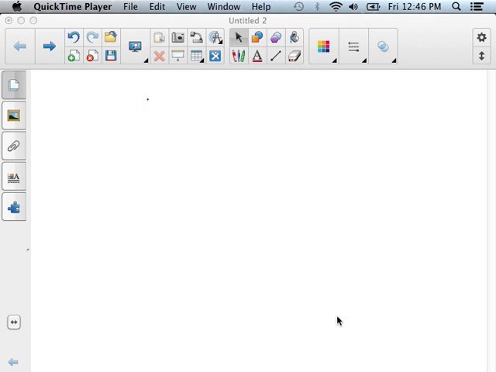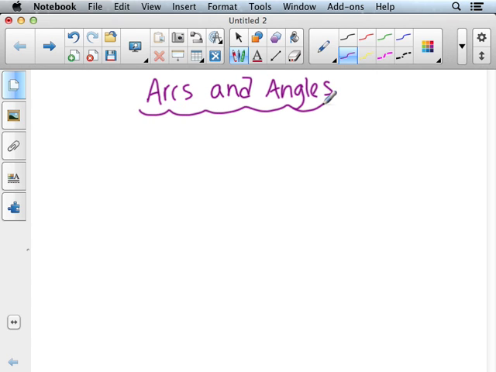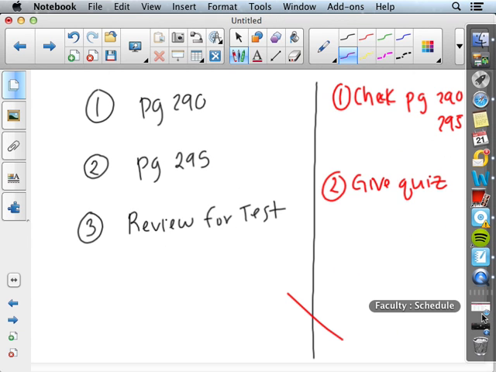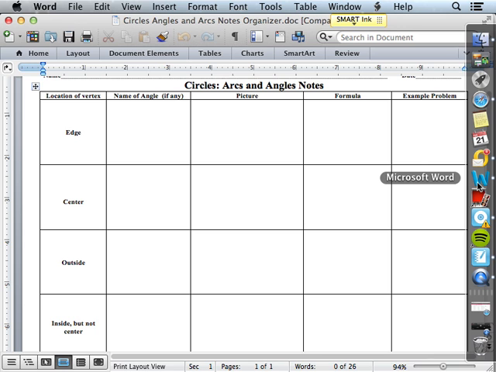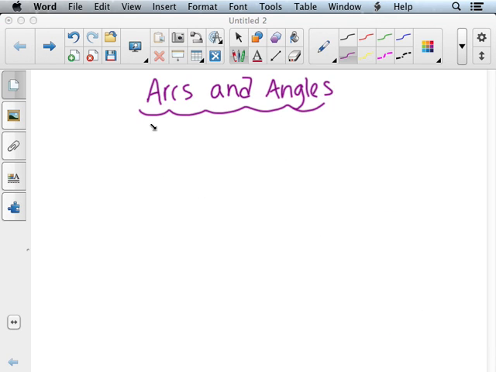Okay, ladies and gentlemen, today's notes are, we're talking about circles. So today we're discussing arcs and angles. Now, everyone should have received the arcs and angles notes. It's a graphic organizer. It looks like this. So have that out. Before we start filling this in, we're going to talk a little bit about some vocabulary.